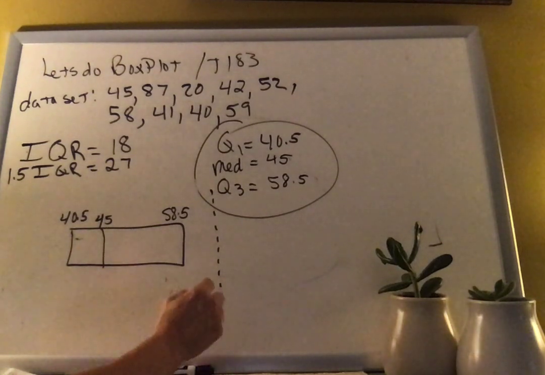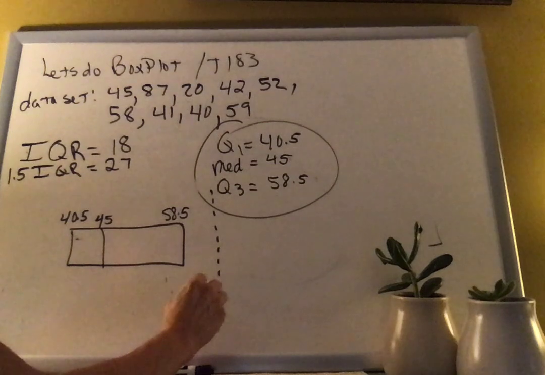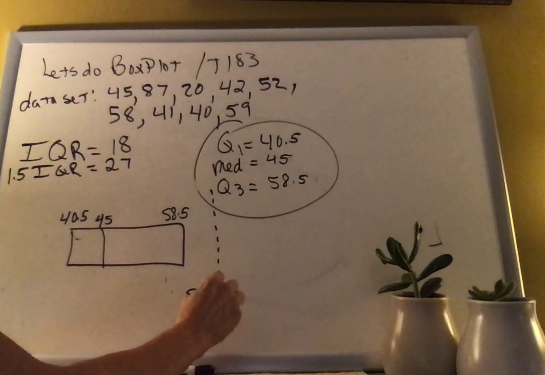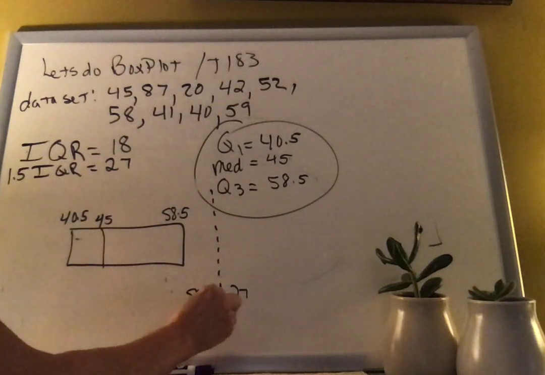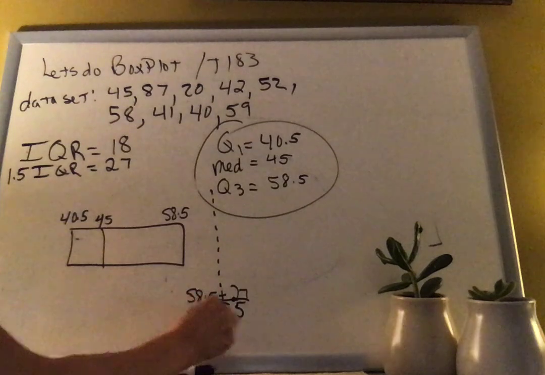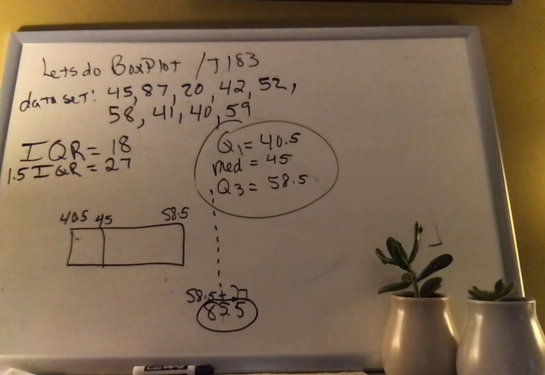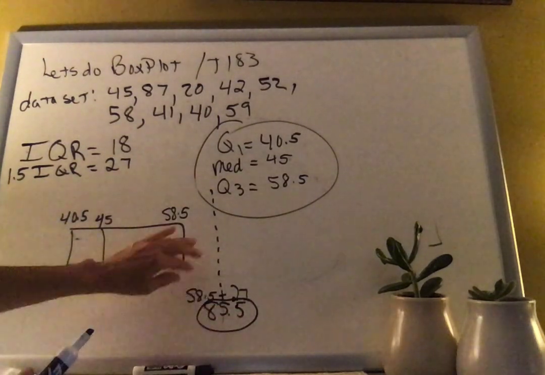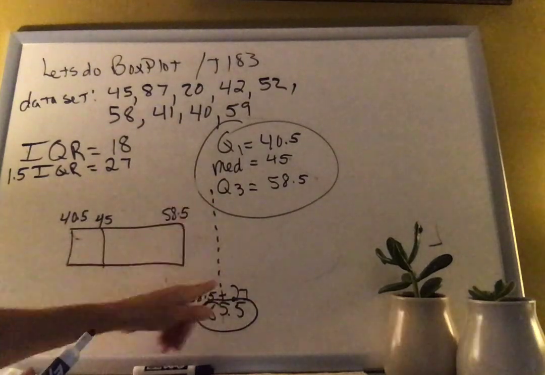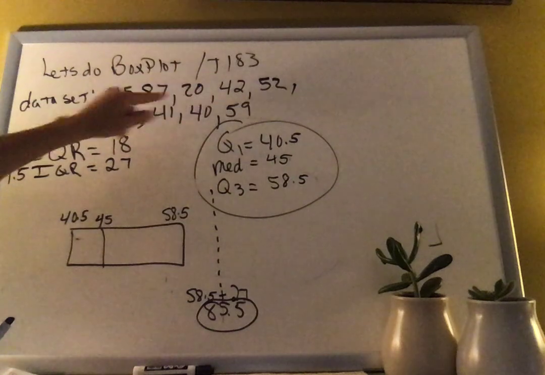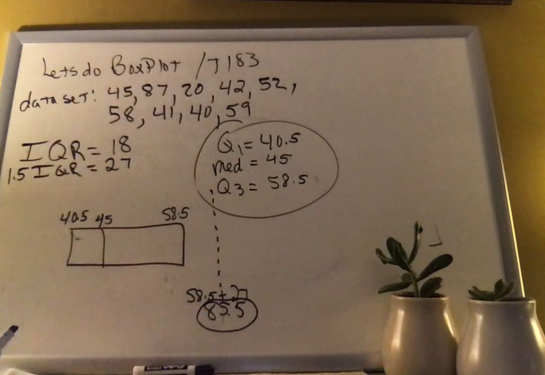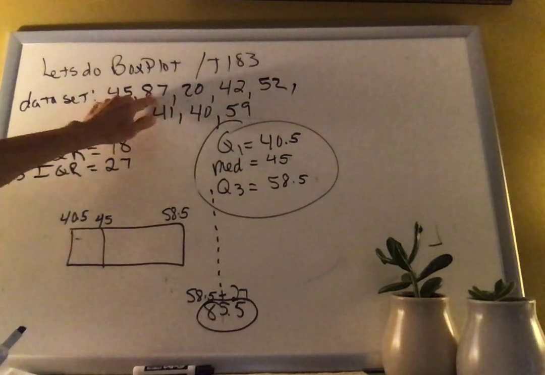This is Q3. I'll write it one more time. Plus 1.5 IQR. So I guess it's 58.5 plus 27, which is 85.5. I'm going to circle that. That is the fence, this number, not the space in between. I'm labeling the fence. I'm going to look at my data set and ask myself, do I have any numbers bigger than 85.5? Yes, I do. I have 87.